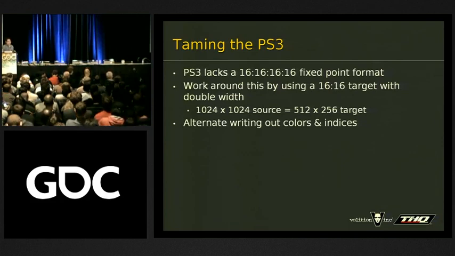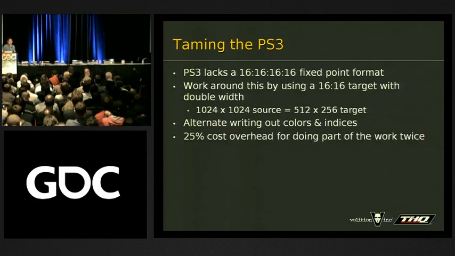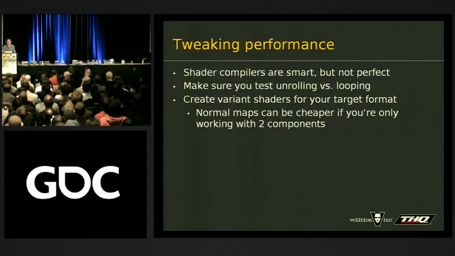In the shader, we detect whether we're writing to an even or odd pixel, and we alternate writing the colors and the indices. So for one, we'll write out a color block for one texel, and the next target texel over, we will write out the indices for that. There is about a 25% cost overhead for doing this because you are doing some of the work twice. Essentially, for the color block, you only have to find the colors, but then for the next one over with the indices, you have to find the colors, go through that whole process again, and then also find the indices. So there's an overhead for doing it.